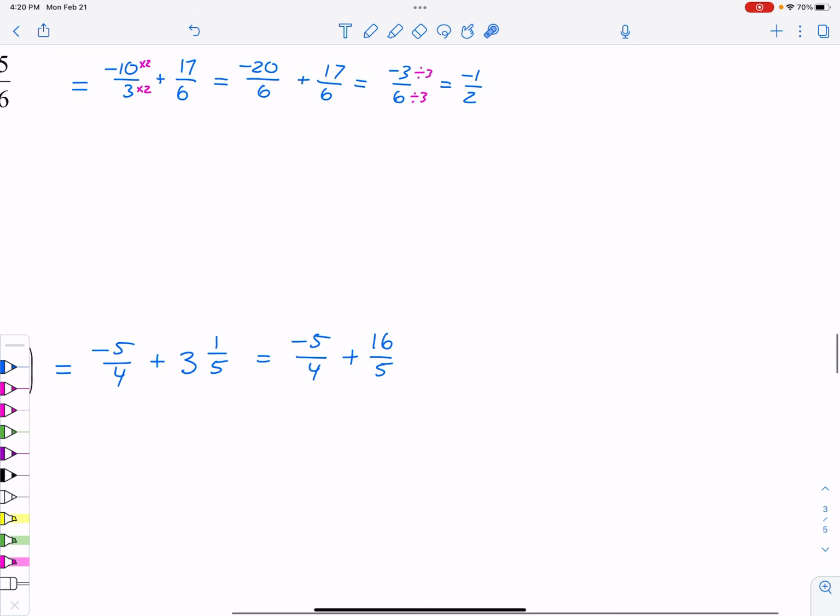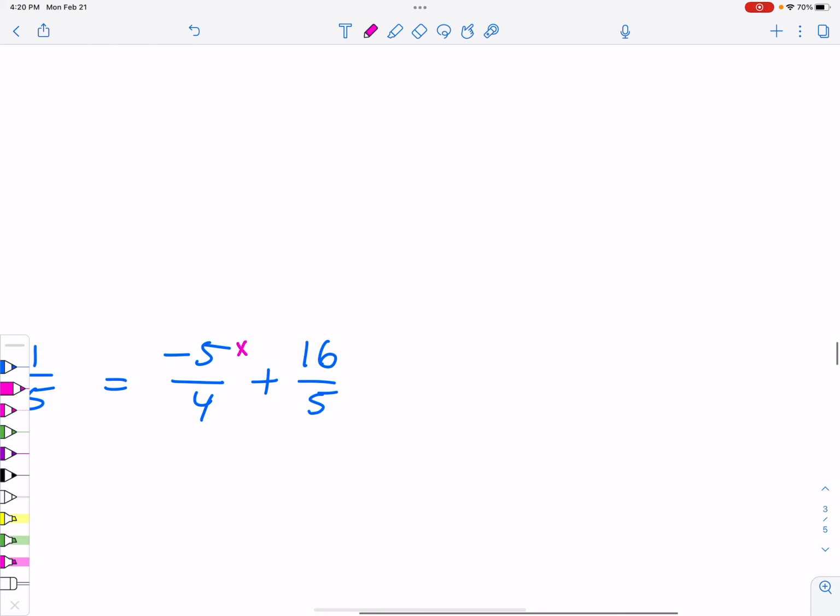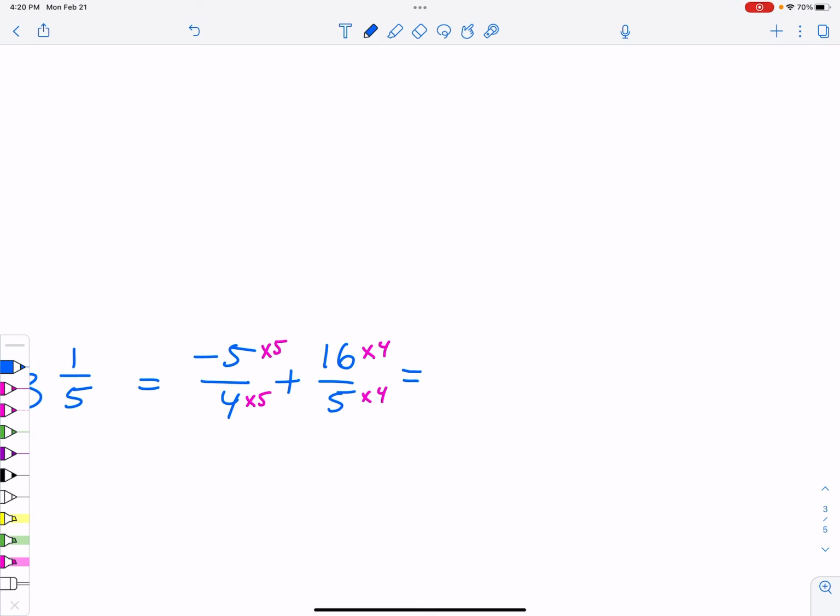Next, we need a common denominator. So here we're going to multiply this by 5 and this by 5. And we're going to multiply this by 4 and this by 4. Negative 5 times 5, we get negative 25. Negative 4 times 5, we get 20. 16 times 4, we get 64. And on the bottom, we have 20. So we know our answer is going to be over 20.